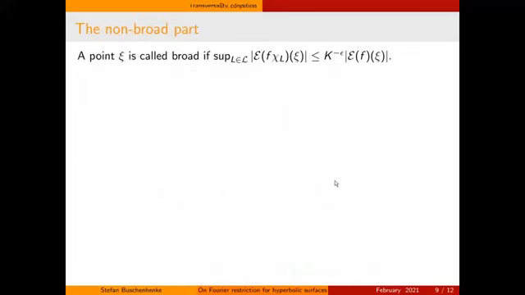An important ingredient of the polynomial method is the so-called broad part. A point is called broad if, I take f and truncate by the characteristic function of such a strip L. This strip L is the set of all my rectangles, and if the extension operator applied to this part of f is considerably smaller than the extension operator applied to all of f, then we call it broad. So you can see it this way.